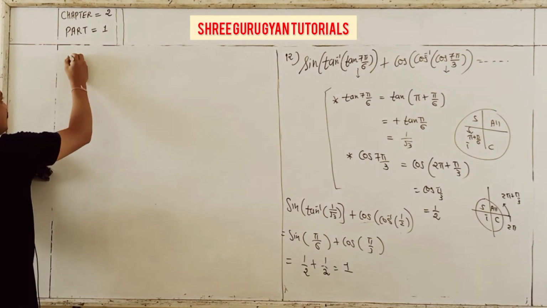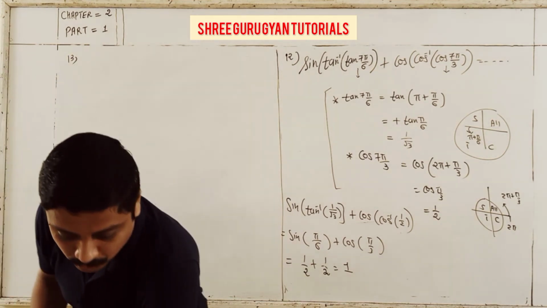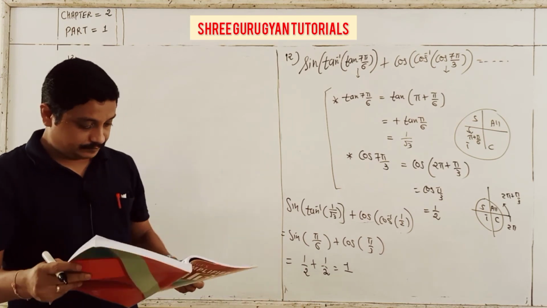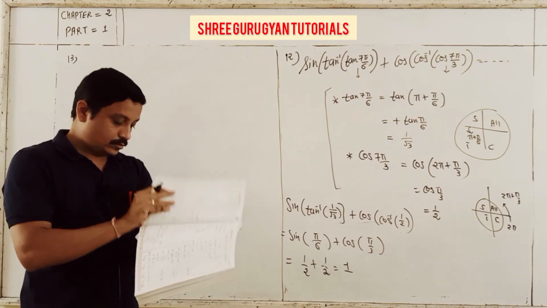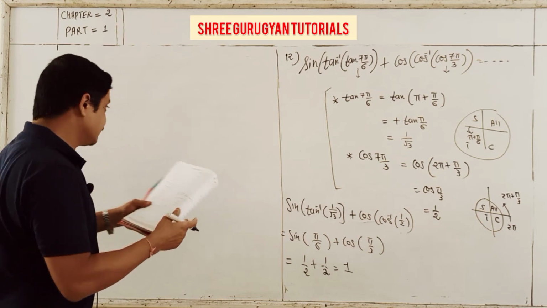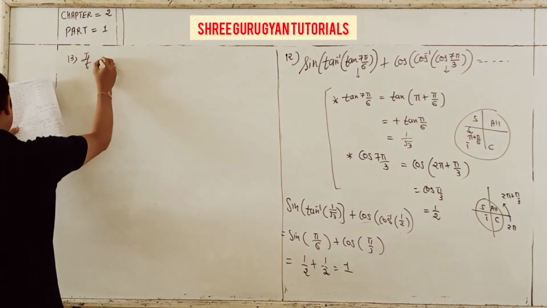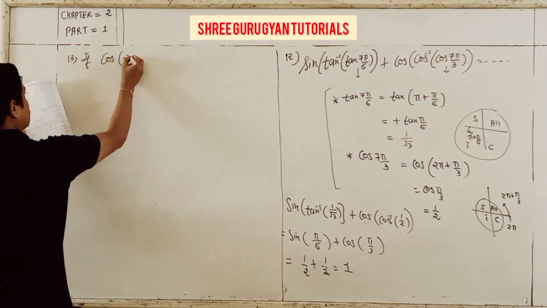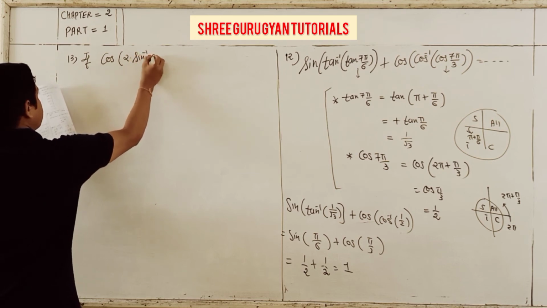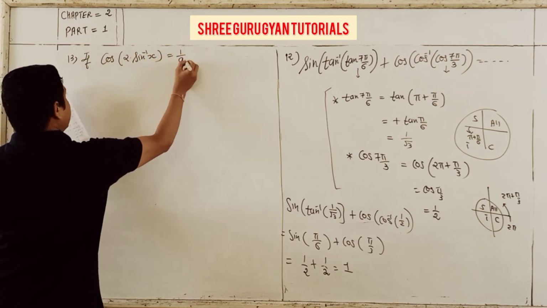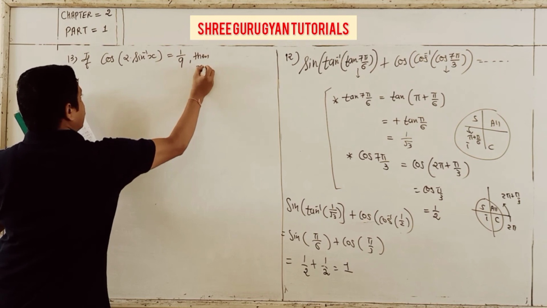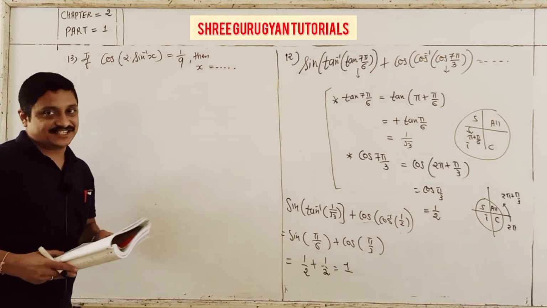That is also very easy. Question number 13. Find the value of x if cos of 2 times sine inverse x is 1 by 9, then x is dash dash dash.